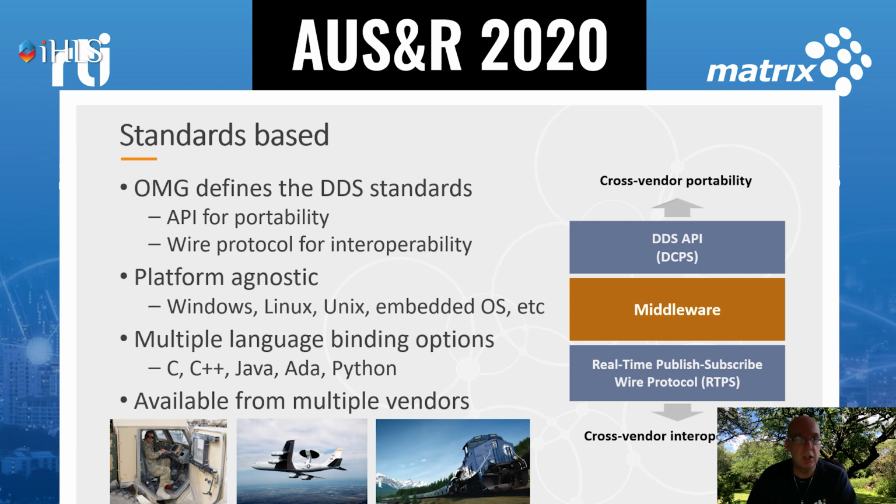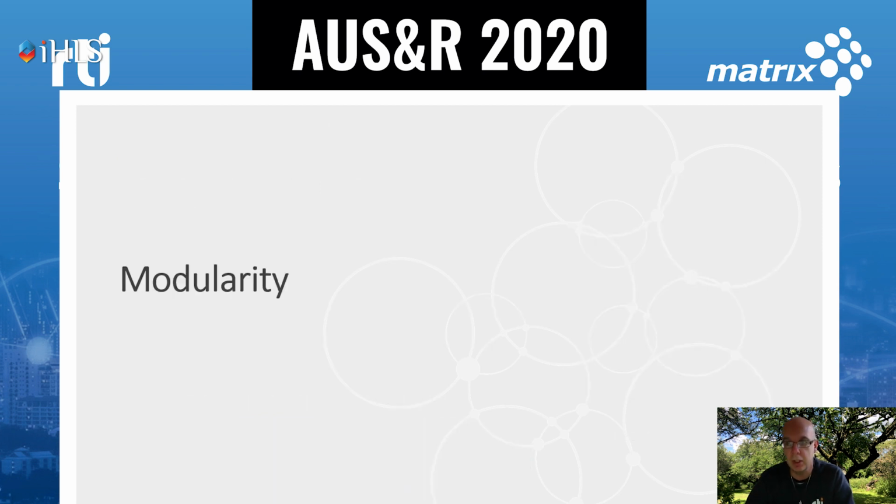OMG defines the standard. In fact, it defines two things within the standard. The DDS standard itself defines the wire protocol that's called RTPS, or real-time publish subscribe. That's mandated as part of the GVA spec. And also in the standard, there's an API that's called DCPS that enables portability at the vendor level between different code components.